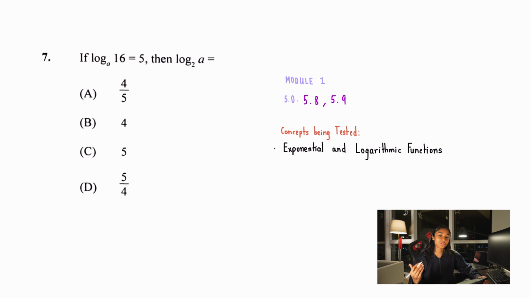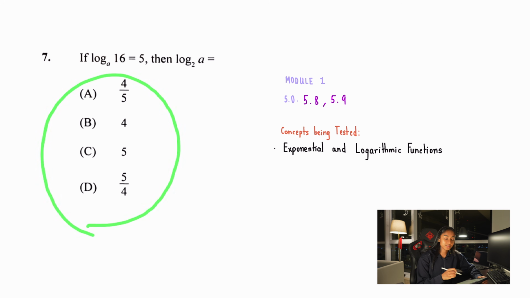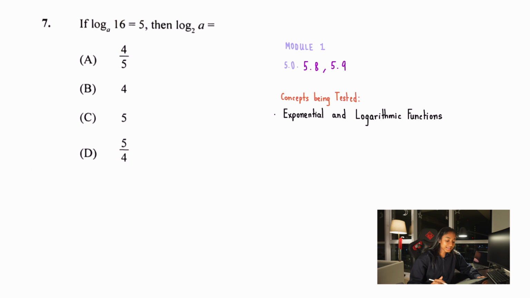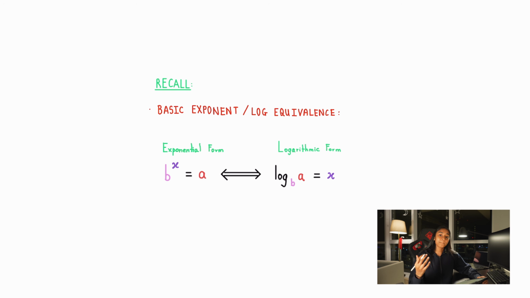Question 7 states that if log base A of 16 is equal to 5, then log base 2 of A is equal to which one of these options? So this question is all about exponential and logarithmic functions. That being said, we need to understand the basic exponent and log equivalence. So we need to be able to convert between the exponential form and the logarithmic form, because this relationship can help us solve more questions than you know. It is so basic, and to make it even simpler, I color-coded it for you. So we have pink for the B's, orange for the A's, and the X is purple. So just keep that engraved in your mind, because we're going to use it now.